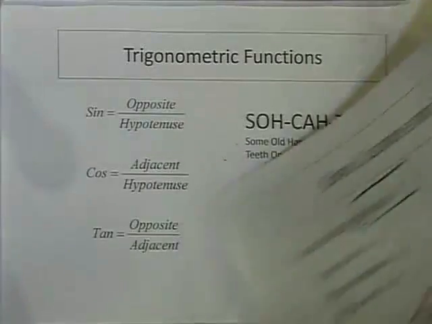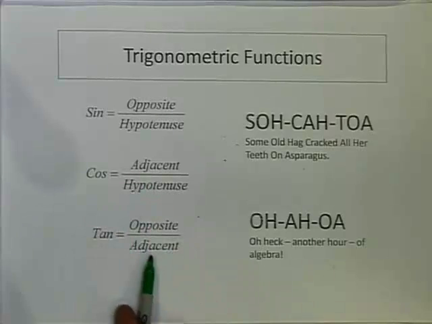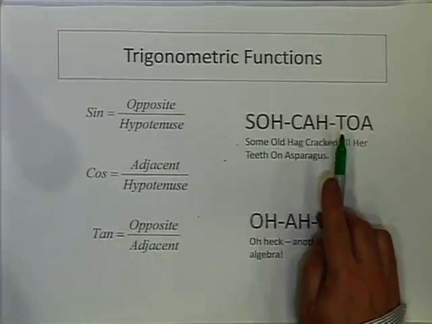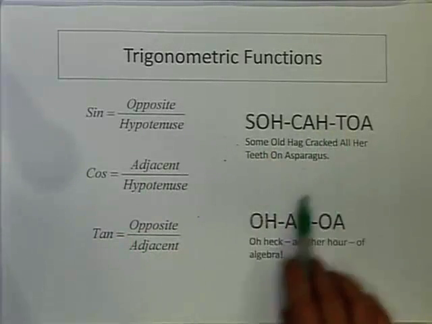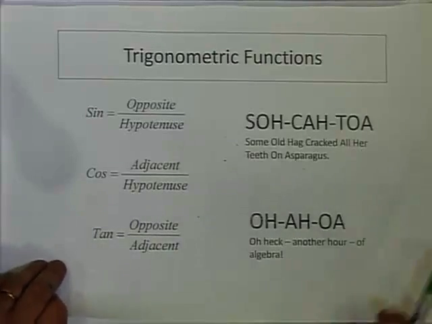Now, to learn these things about sine, cosine, and tan, so, cos, ca, toa. American textbooks, very sorry: Some old hag cracked all her teeth on asparagus. Irish textbooks, just as bad: Oh, heck, another hour of algebra. Really lame stuff, really pathetic. But there are better ones, but, you know, they're there.